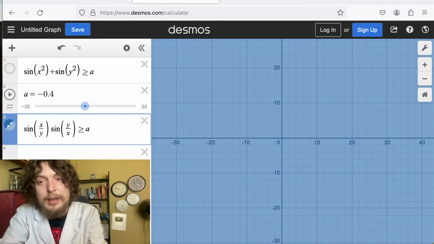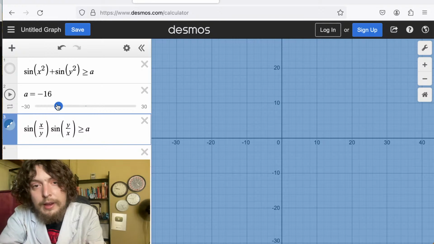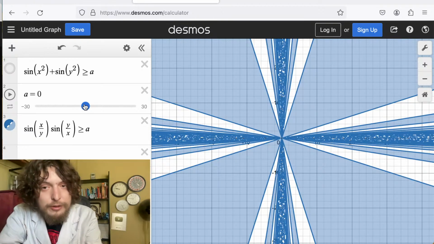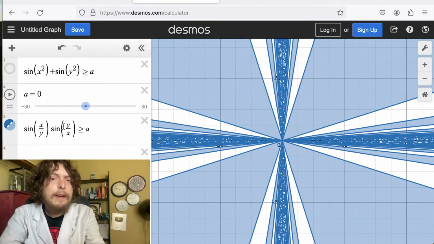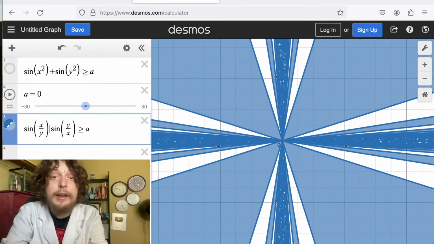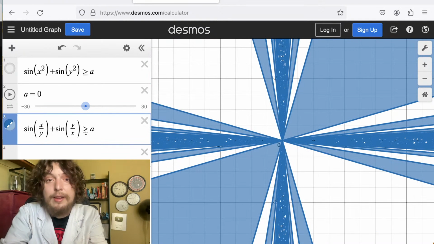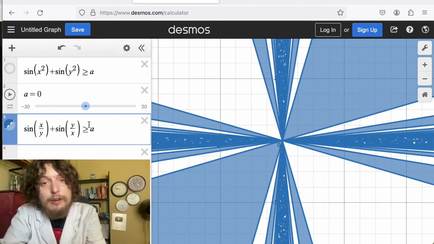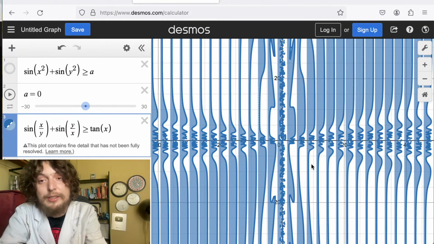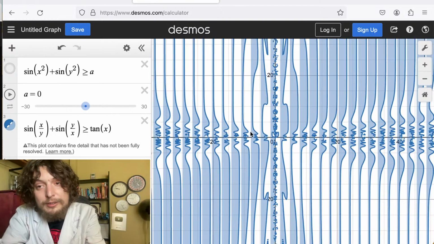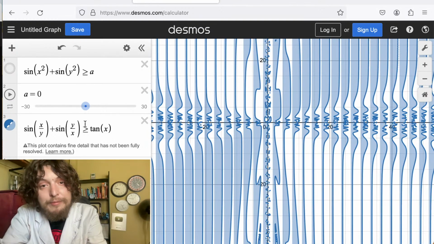What if we multiply these together? Everything's getting blotted out except for a small time when they're straight lines and little infinite corridors. Now, there are some pretty wacky ones, though. Let's say that I want to know when sine of x over y plus sine of y over x is greater than tangent of x. Well, that's starting to get weird.